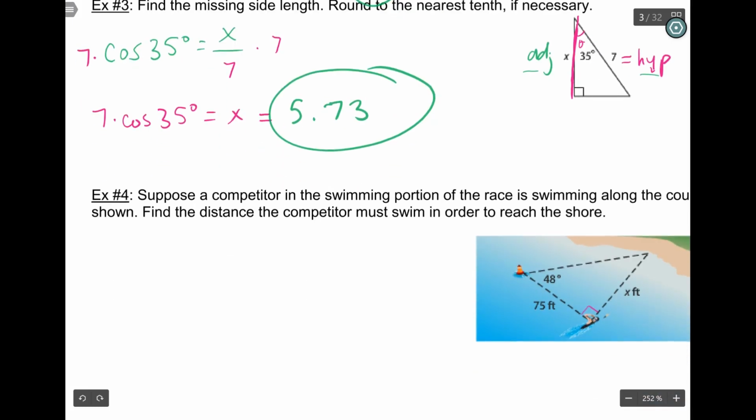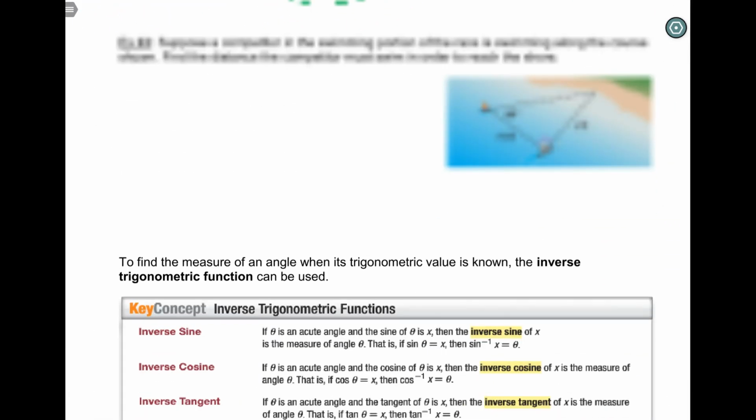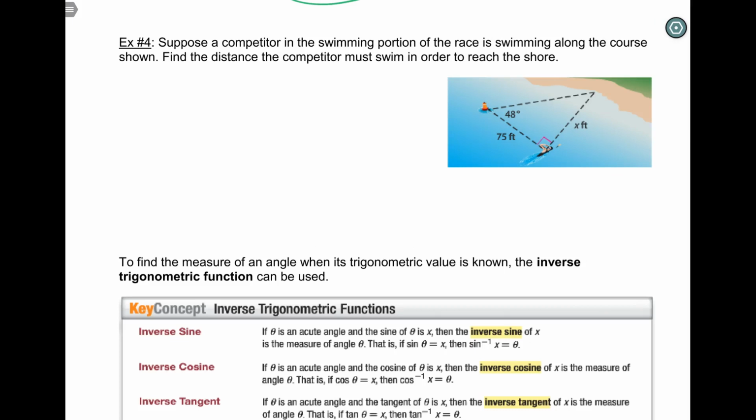Cool. Next one says, suppose a competitor in the swimming portion of the race is swimming along the course shown. Find the distance the competitor must swim in order to reach the shore. So let's go ahead, let's label these sides. So we have theta is 48 degrees.